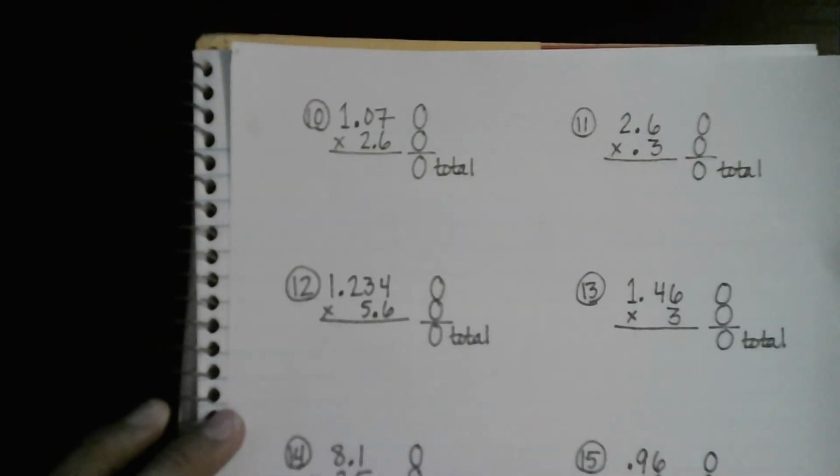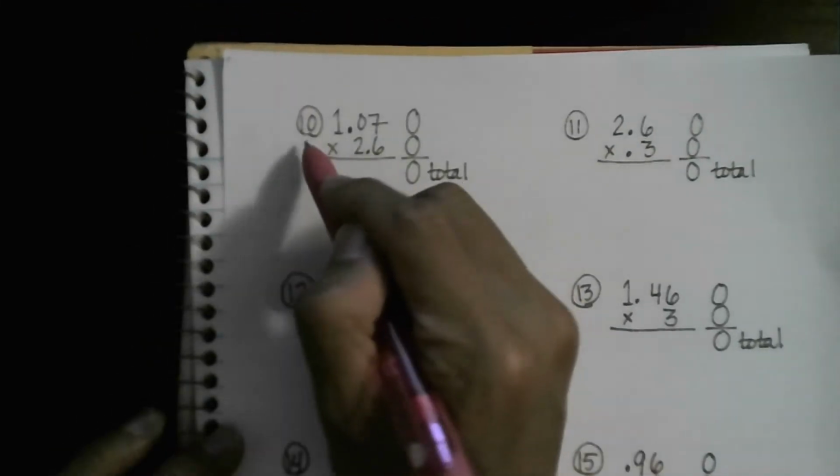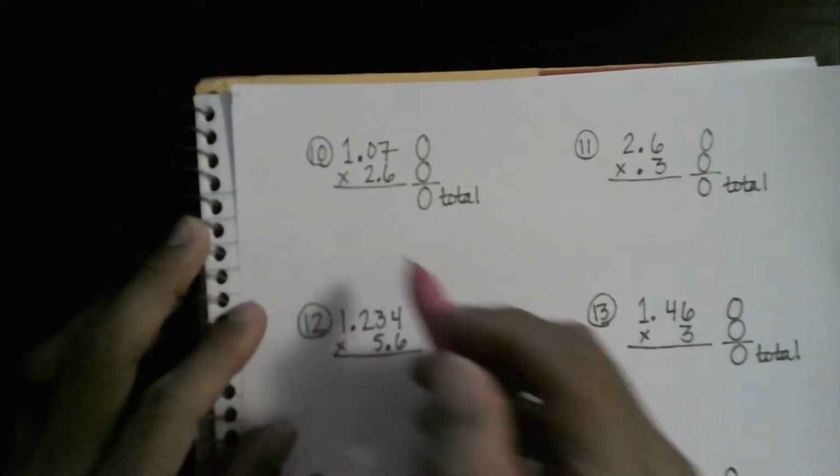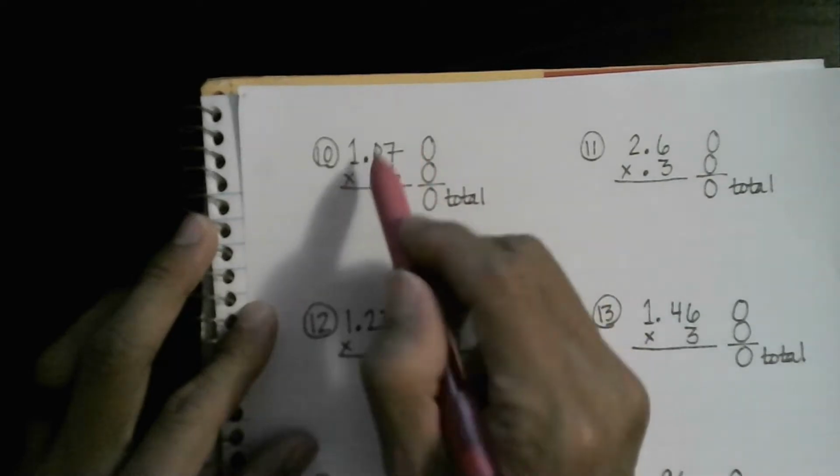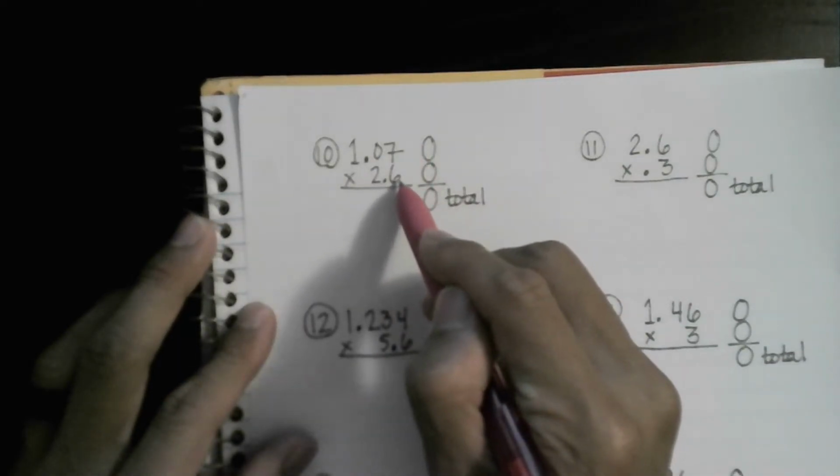This is worksheet RP-532. I'm going to help you get started on this assignment. Let's begin. I'm just going to start doing number 10. And what they want you to do is multiply. So you're just going to multiply like usual.